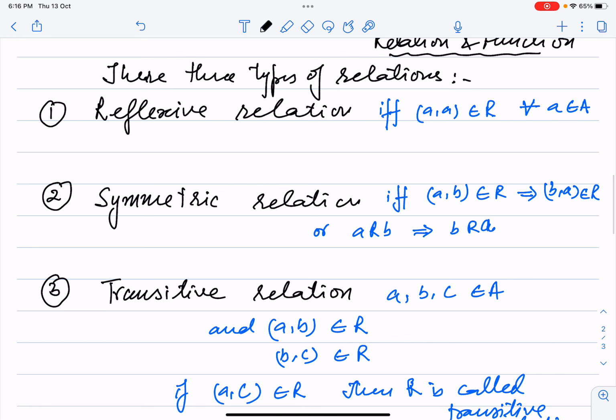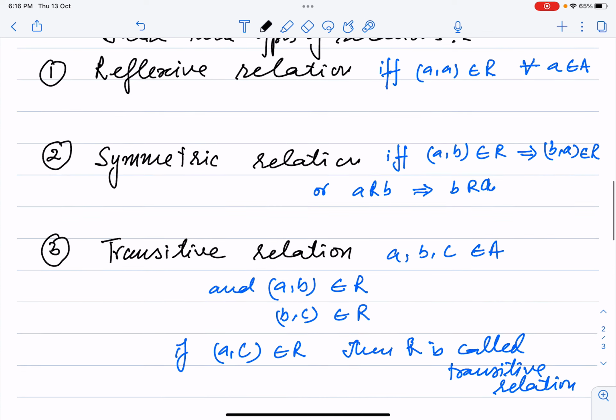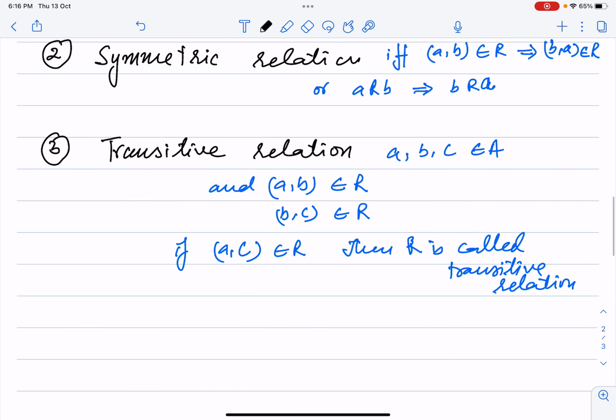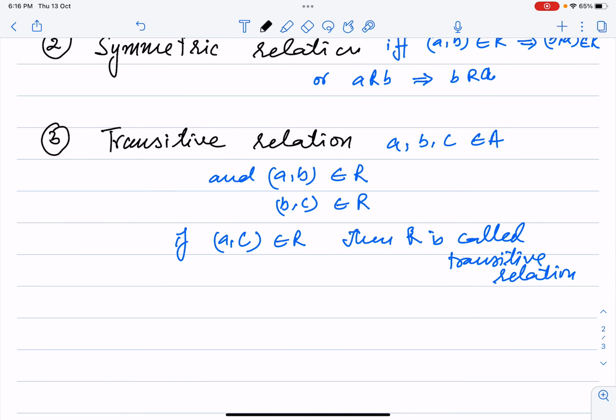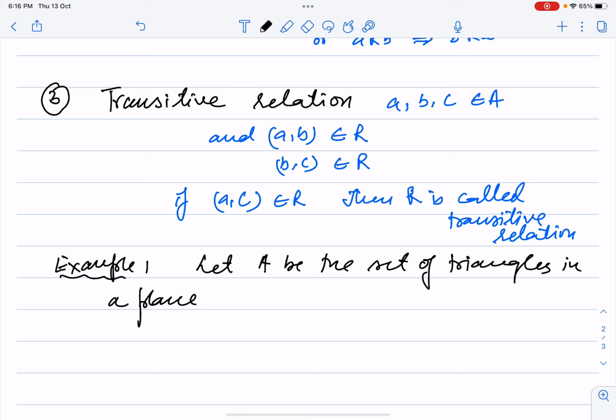Now let us take a few examples, then it will be very clear to all of you what exactly these 3 relations mean. We will take a few examples. Example 1: let A be the set of triangles. There are triangles in set A in a plane, in any given plane.